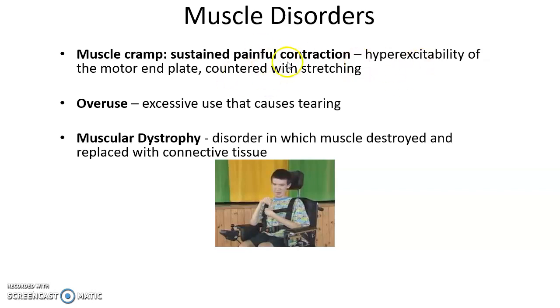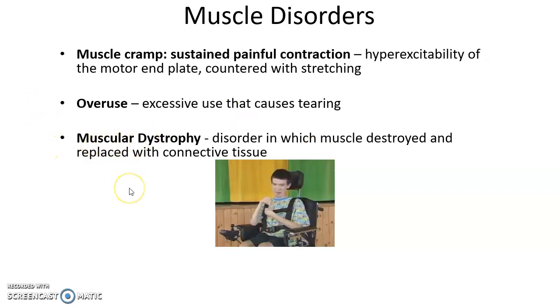And you can counter this with some stretching. Overuse is when you use your muscle too much, and it causes some minor tearing that can be repaired and heal. This overuse is the cause of why most people who decide they're going to start exercising stop, because that first day at the gym they really worked out their hardest, and then the next day they are in so much pain that they vow never to go back.